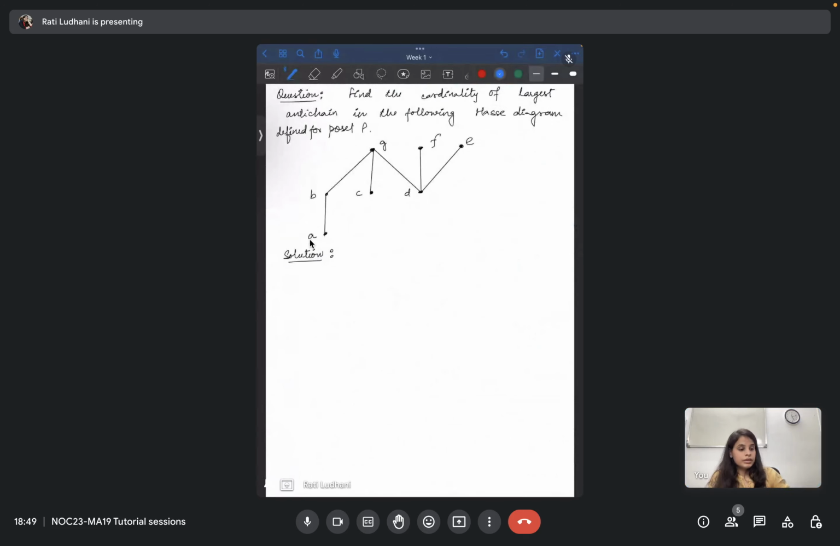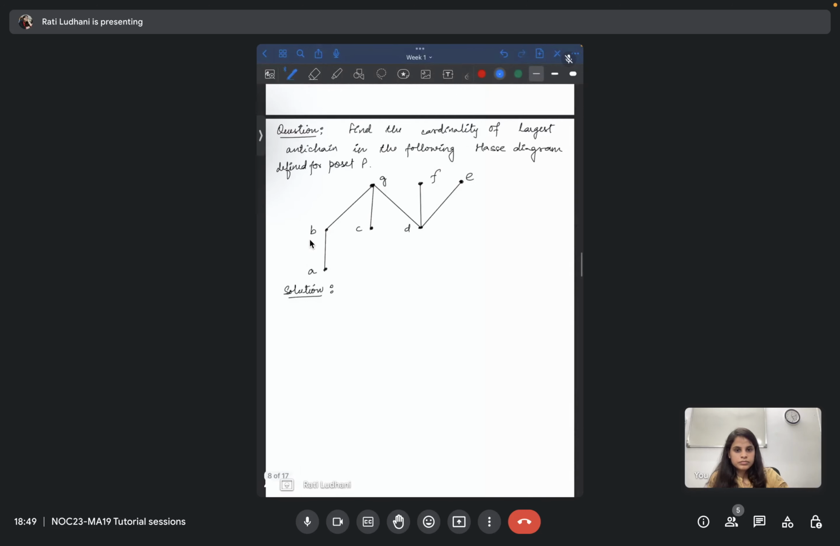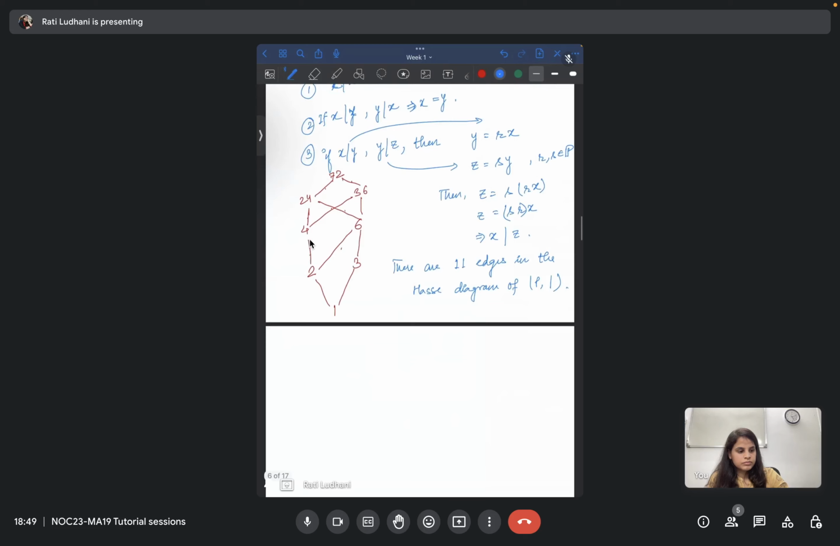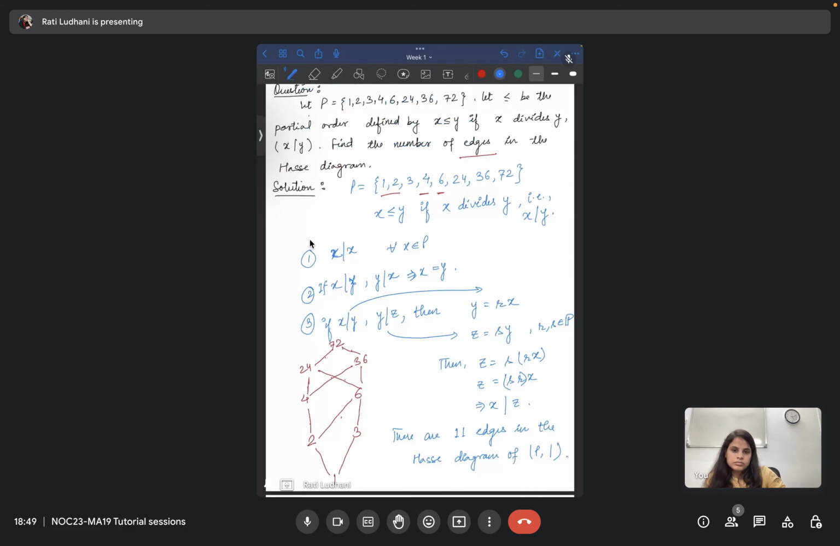Ma'am, is there any other way to count the edges in the previous question without drawing the Hasse diagram? Like if the number is very huge, for example, if the P set has say 100 numbers, then it is very tedious to draw the Hasse diagram and then count the edges, right?